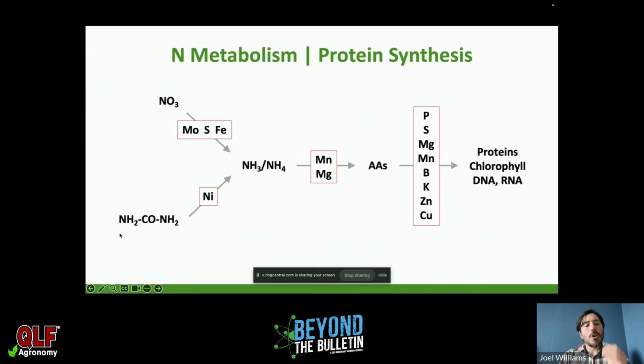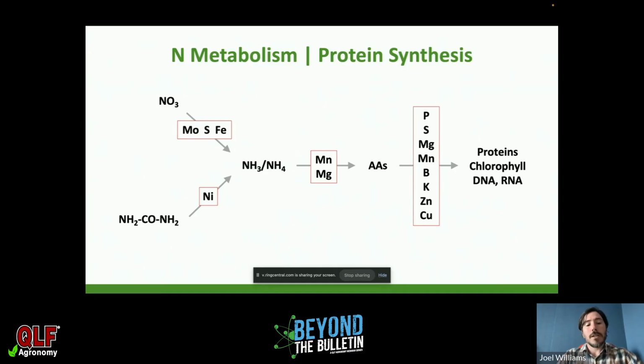Here's urea. In order to convert urea, once the plant takes up urea, we need nickel. Nickel is an essential trace mineral that plants require in very small amounts. Now, it's also a heavy metal, as many of the other trace minerals are. So we also need a word of caution there to be careful when handling some of these trace minerals, which are also heavy metals. So be mindful of their use in that context.